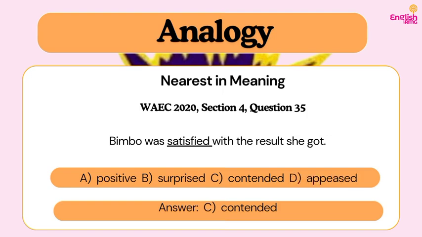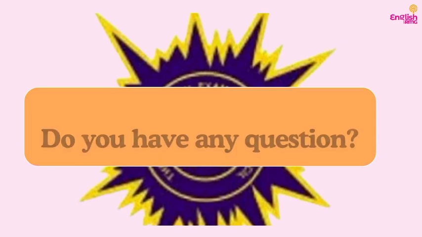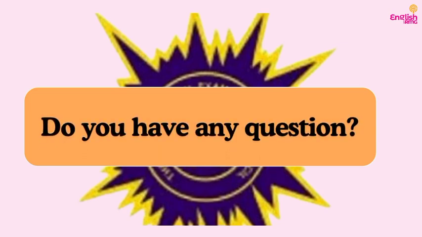So the best word that fits into the context is what? Contented. That is, you are pleased. That's another word for it. You are pleased with the results, or you are satisfied, or you are contented with the results that she has got. So these three words, satisfied, contented, pleased, can be used interchangeably. And when we are trying to make a synonymous analogy, we can use them.